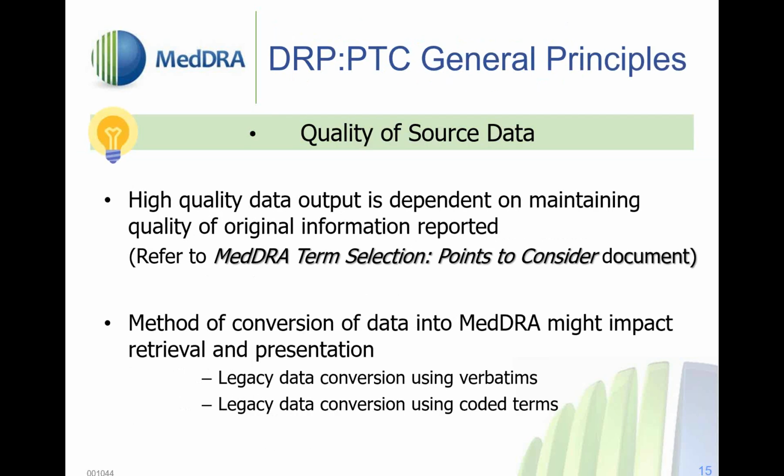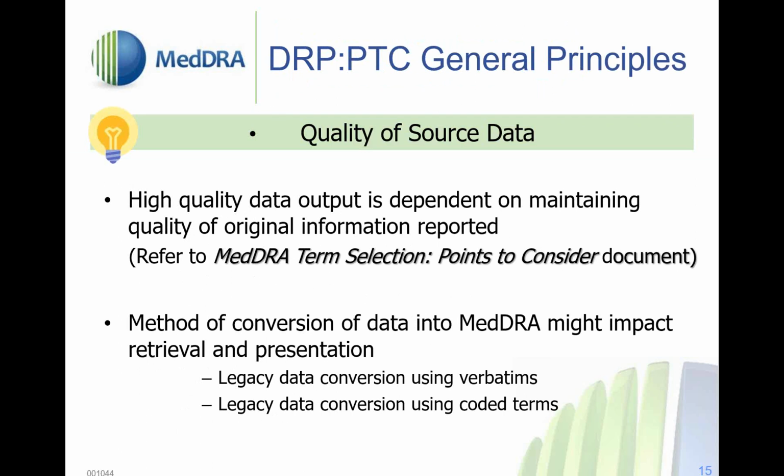So let's go over some of these general principles that are offered in the PTC document. The first one is the quality of source data. Everybody knows that. Everybody had that hammered into them when they first joined our field. High quality data output is highly reliant on high quality data input. The quality of the information originally reported is maintained with consistent and appropriate term selection. So we're not just talking about the quality of the source data, but we're also talking about the quality of the coding. And of course, organizations should pursue continuous oversight of data quality.